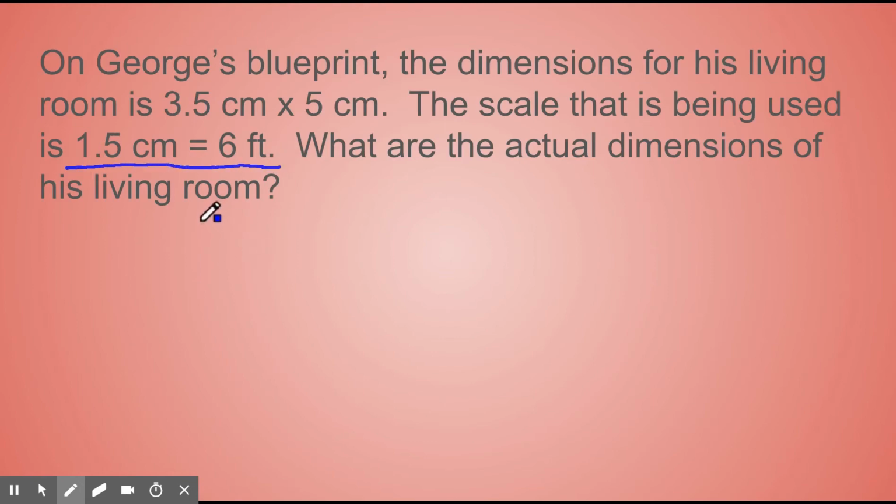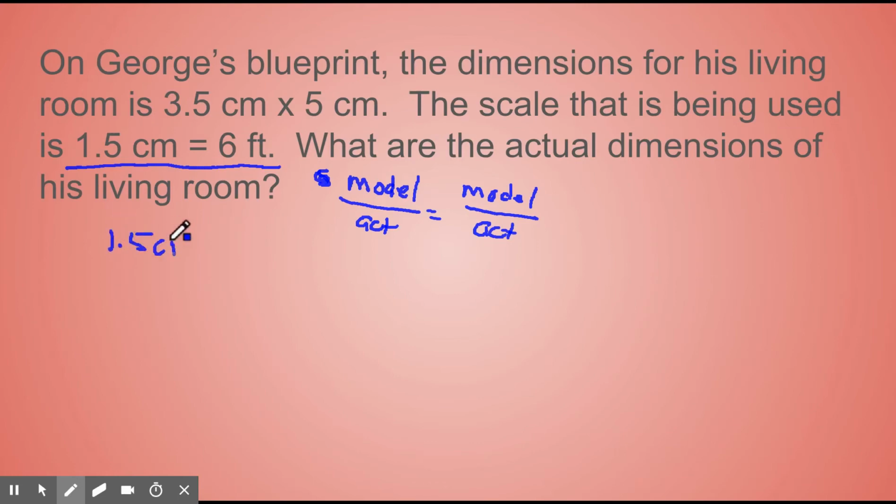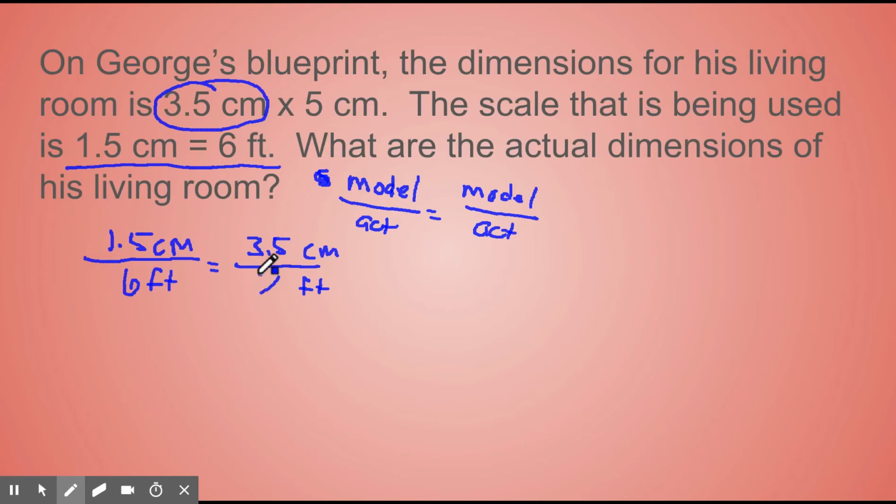And so remember in the beginning video when we did our notes, you always write it as, and I'm just going to write it real quick, model over actual equals model over actual. And I'm going to abbreviate that. Okay. So the first ratio that is given, that's going to be the one that's going to help us solve, is 1.5 centimeters over 6 feet. Okay. And so if you're comparing centimeters to feet here, going back to proportions, you have to do centimeters to feet here. And the first one they give us is 3.5 centimeters. So we're going to put that right here. And we're solving for the actual.